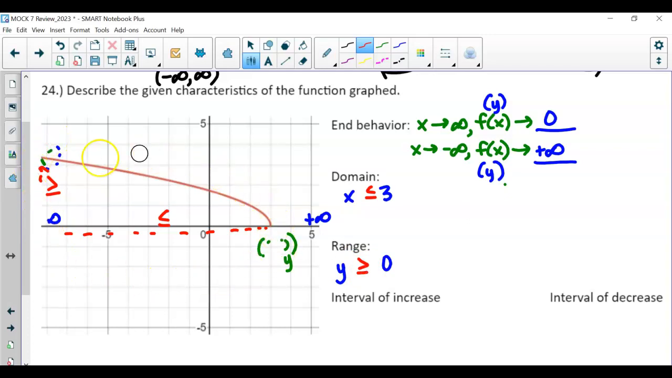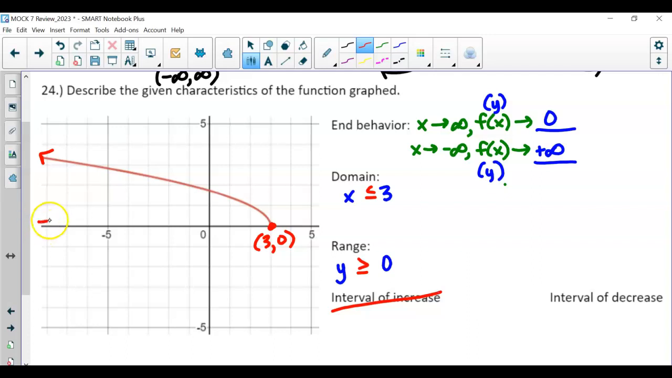Then last is the interval. Let me go back to my point here. We're starting here at (3, 0). That's our point. Read the graph from left to right. Notice how here, what direction are we going? We are going down, decreasing. So we don't have an interval of increase. We only have an interval of decrease, starting at the x values, starting all the way over in negative infinity and stopping at what x value? 3. Remember, your interval focuses on x values.